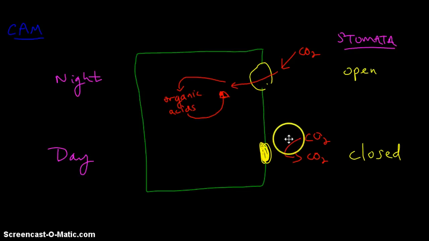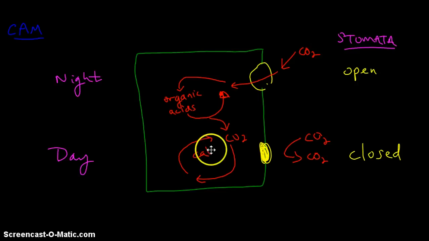Now, during the daytime, the stomata are closed, so new CO2 can't be brought in from the atmosphere. But using carbon from the organic acids, CO2 is able to be split out, and that CO2 will then be taken into the Calvin cycle to ultimately end up producing the G3P or sugars that we typically associate with the Calvin cycle.